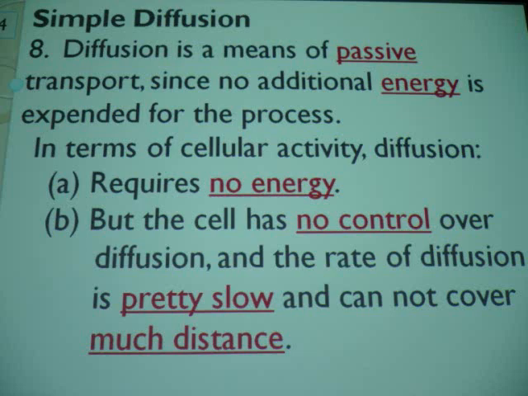Diffusion is always a passive transport. There's no diffusion that requires energy. The nature of the beast, it always happens by itself. Water flows downhill. Open up the perfume and it fills the room. It just does it by itself. That's diffusion. And the things they have on there for A and B, the cell has no control over it because it happens by itself. It's pretty slow. It can't go very far.